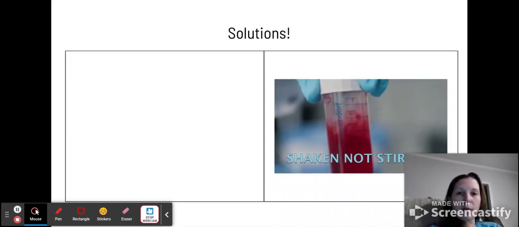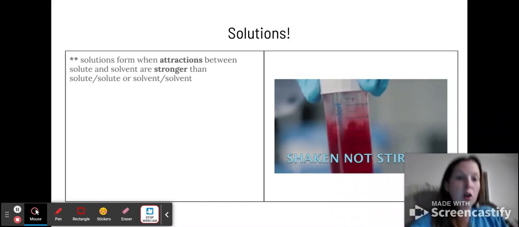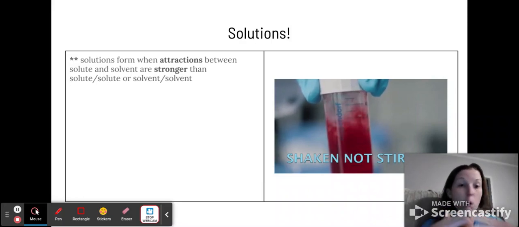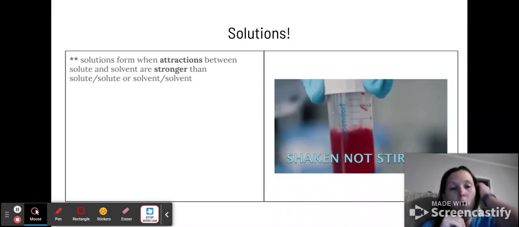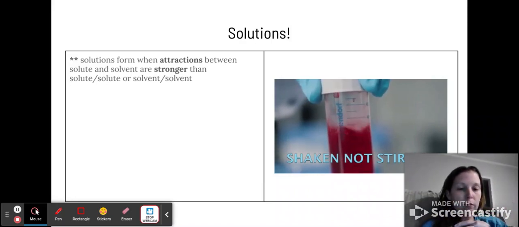So now let's talk a little bit about solutions themselves. And when we form a solution, it's because the attractions between the solute and the solvent are stronger than attractions of the solute particles to themselves or the solvent particles to themselves. So if the attractions between water molecules in the solvent are stronger than the attractions between water and whatever it's trying to dissolve, it won't dissolve it. The water will stay intact. Or if the solute molecules are more attracted to each other than to the water, they will not dissolve either.